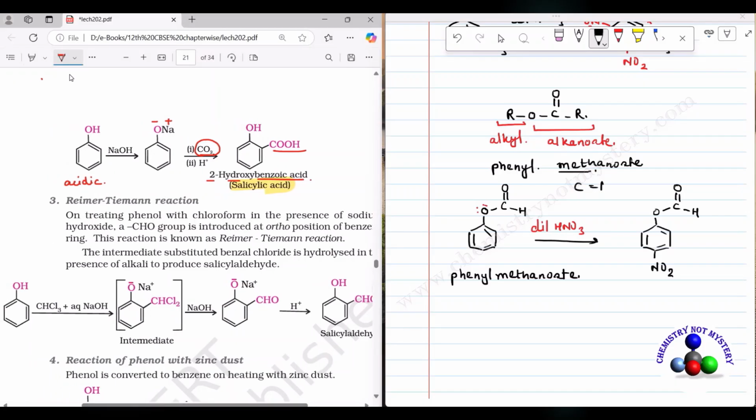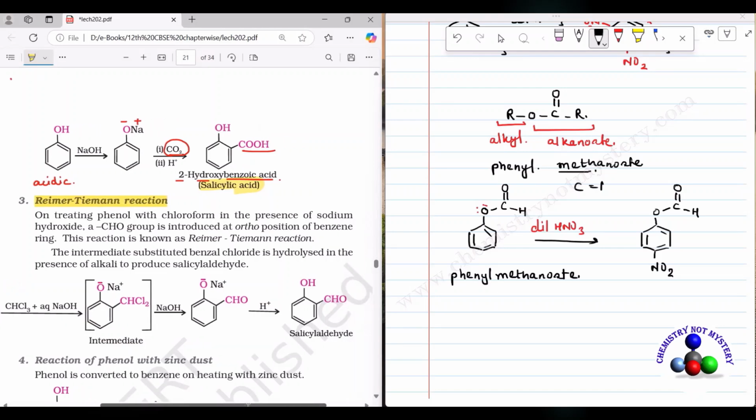Now come to the next reaction. The next reaction is the Reimer-Tiemann reaction. On treating phenol with chloroform in the presence of sodium hydroxide, a CHO group is introduced at the ortho position of the benzene ring. This reaction is known as the Reimer-Tiemann reaction. The intermediate substituted benzyl chloride is hydrolyzed in the presence of alkali to produce salicyl aldehyde.